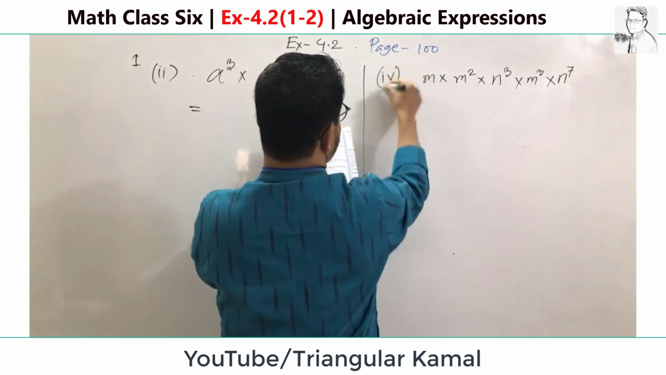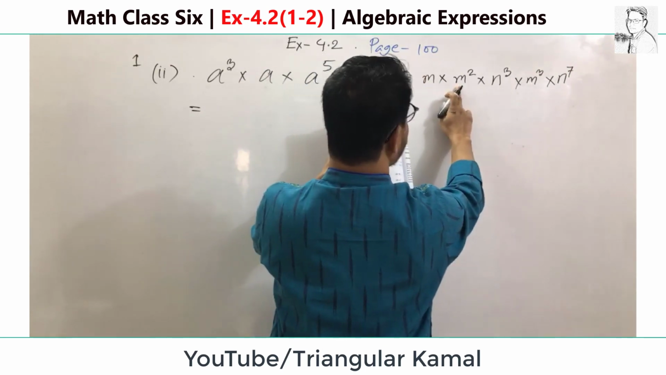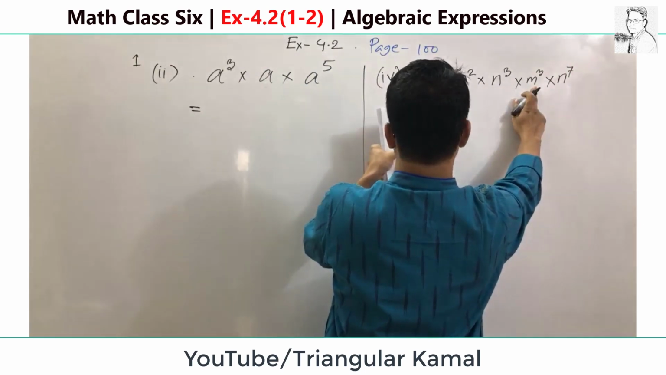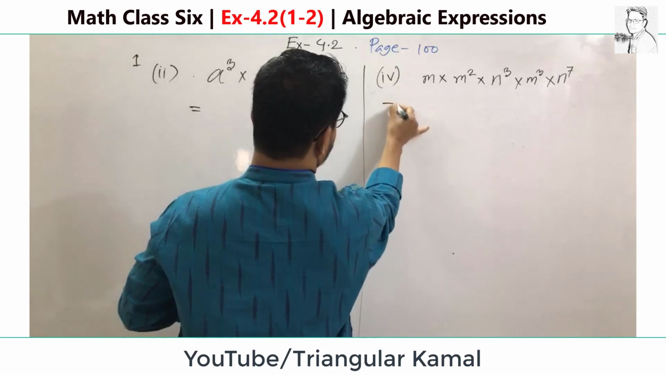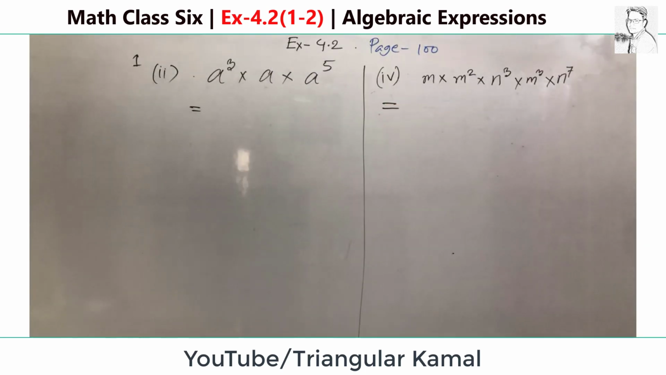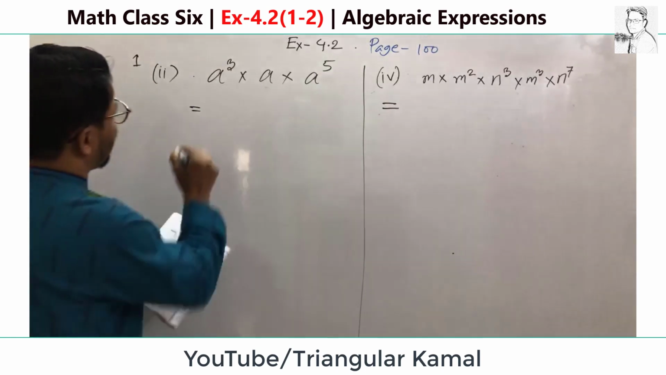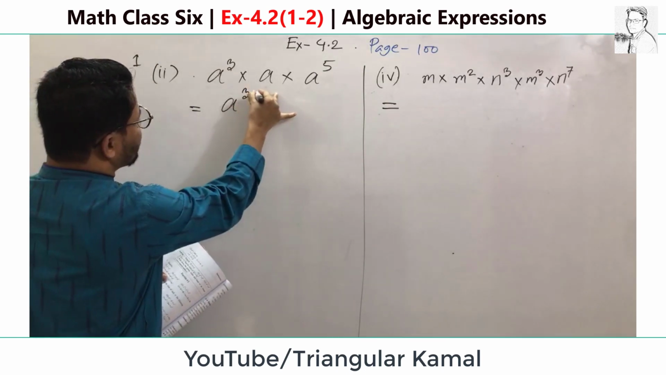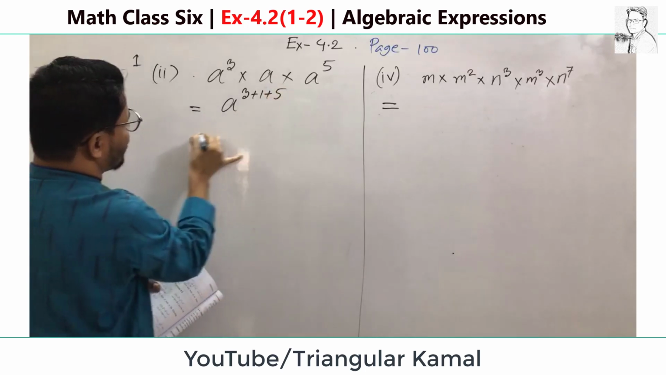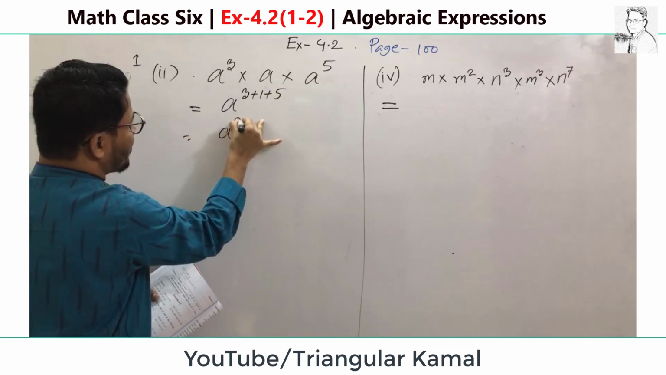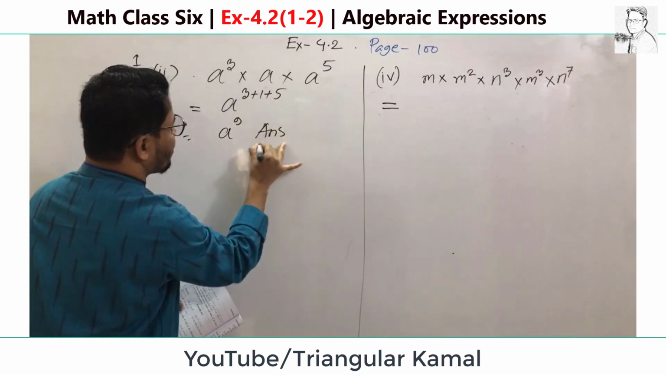This is the question number 4: m square, m cube, n to the power 7. What will be the answer here? Yes, the first question's answer is a to the power 3 plus 1 plus 5. That means a to the power 9. This is our first answer.